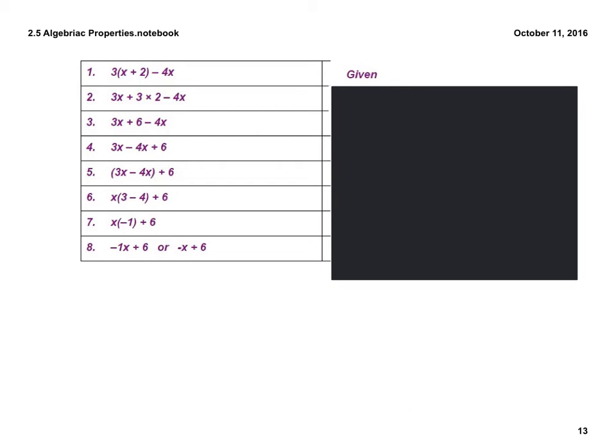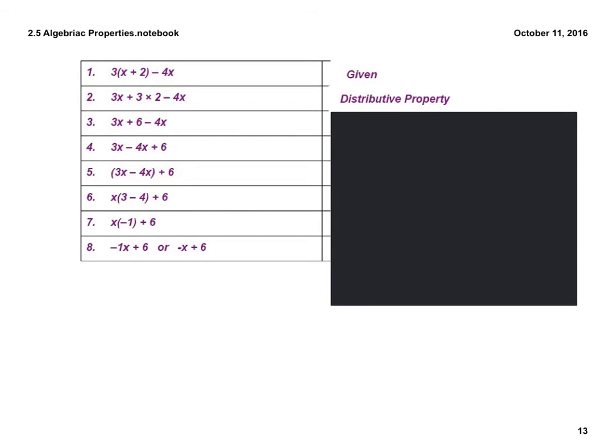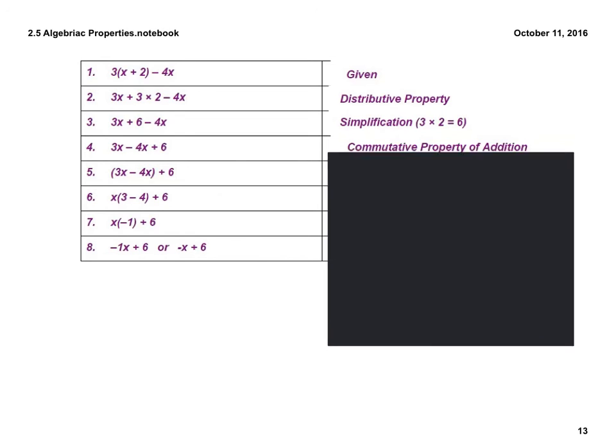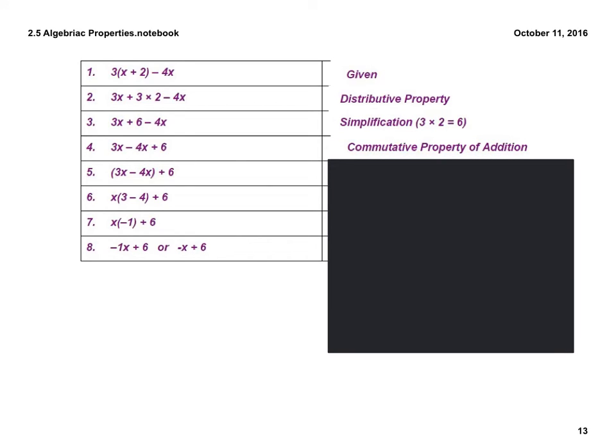Last example. Again, pause and try to justify each step. We start off with the distributive property. And then we're simplifying, we're multiplying, we're doing 3 times 2. Then we're using the commutative property of addition to change the order of the terms. Again, notice the 4x has a minus in front of it. That minus stays with the 4x. A sign goes with what's immediately following it.